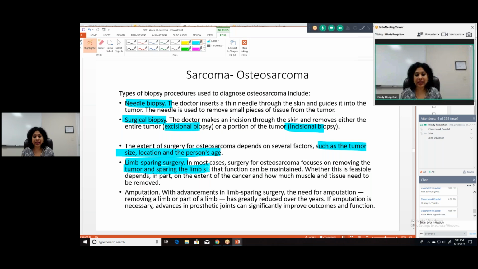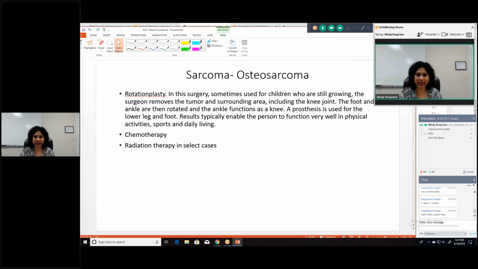Whether this is feasible depends on the extent of the cancer and also how much tissue and muscle need to be removed. With advancements in limb sparing, the need for amputation has decreased lately. But if it is necessary, it's because the cancer has spread too far, and now the patient has to get prosthetic joints just to try to live an improved life without the cancer. Then we have to think about doing patient teaching, having them look at the lost limb, the phantom pain, all the things that go along with that as well. As a nurse, that's what we have to do.